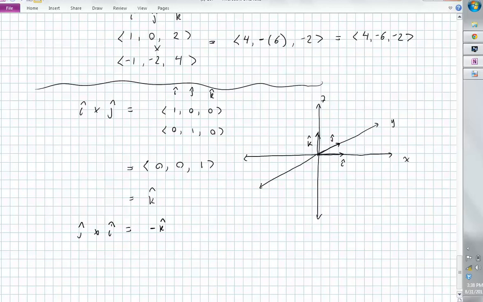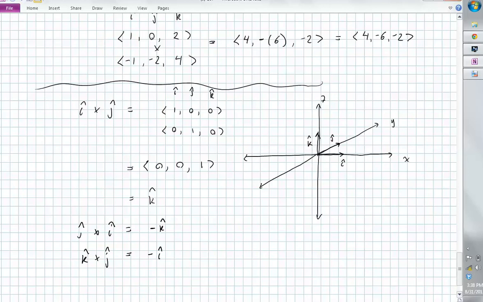And you can go all the way around the block here with this. Let's do something like K cross J. Put your fingers along K and your palm towards J. What do you get? Negative I.